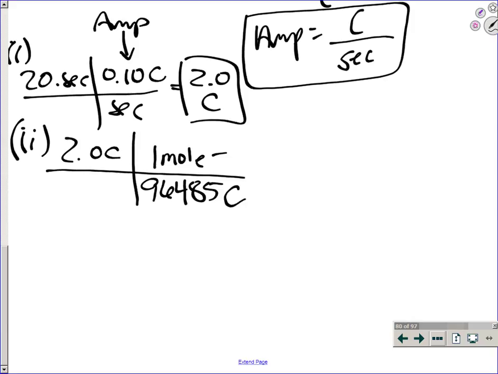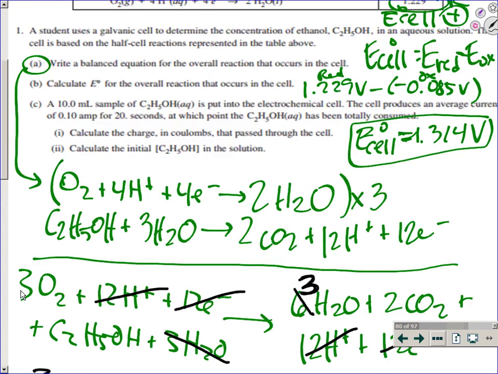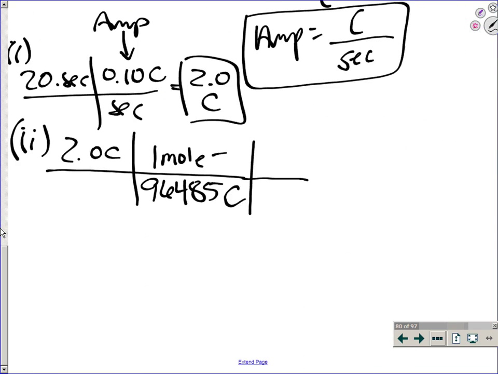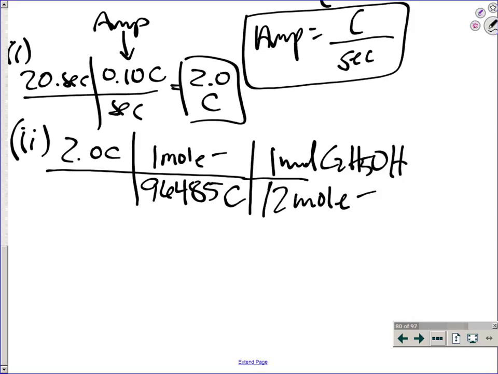Once we've made it to moles of electrons, eventually we want to get to ethanol. So we have to figure out the relationship between moles of electrons and ethanol. What's the relationship? Yeah, 1 to 12. I'm going to scroll way back up. 12 moles of electrons for every 1 mole of ethanol. We can't make that up; we have to pull it from a BCE table or from the half reaction. So 12 moles of electrons to 1 mole of ethanol.